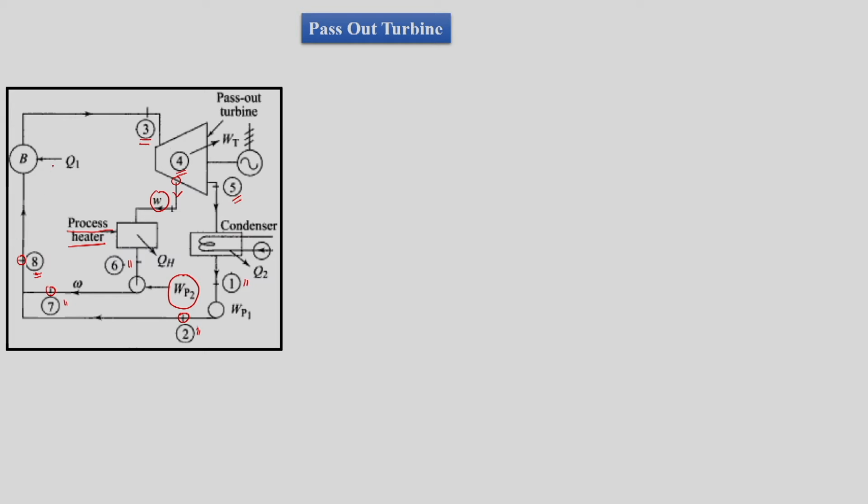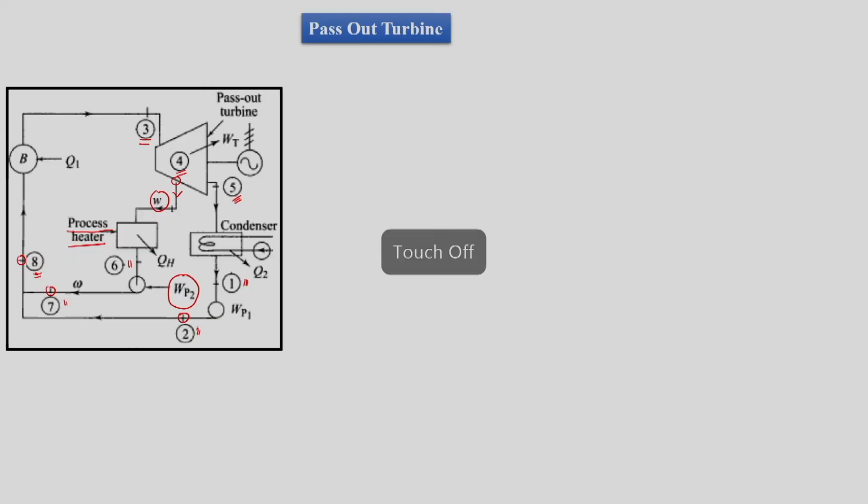Then from state 8 to 3 we have the boiler, and we have the condenser between state 5 and state 1. Here our major aim is producing electricity along with process heating. We do not have process heating as the only major motive, or as an equal motive to electricity generation, but we will generate mainly electricity and partially give some steam for process heating. Such cases we call a pass out turbine.